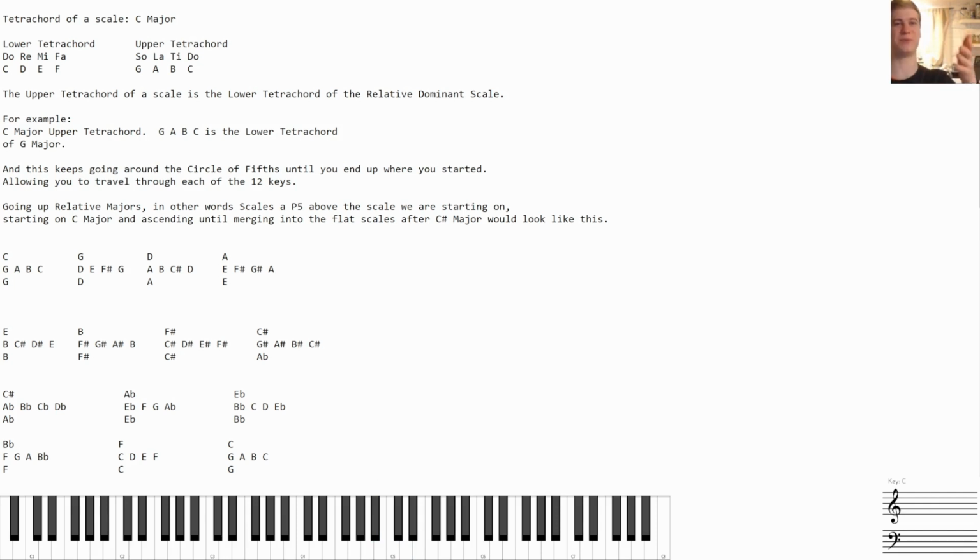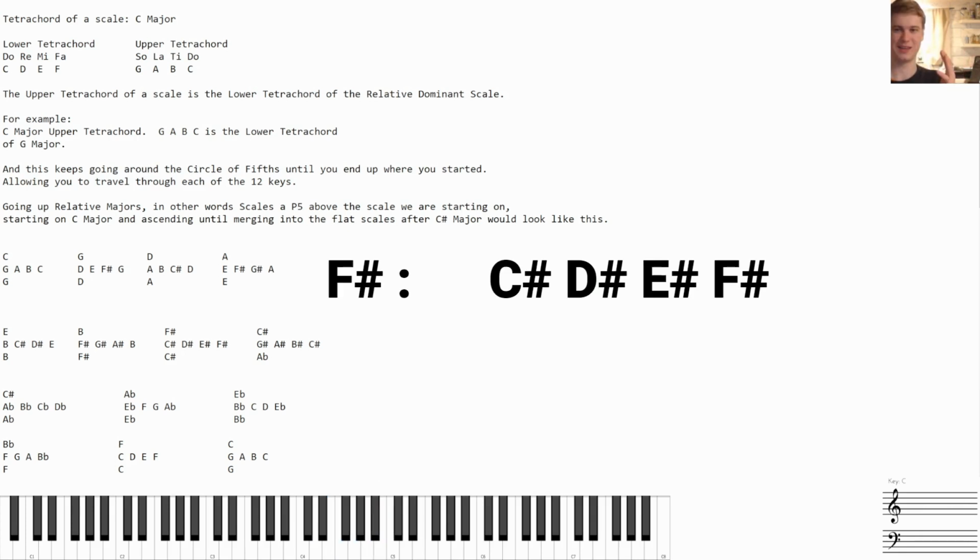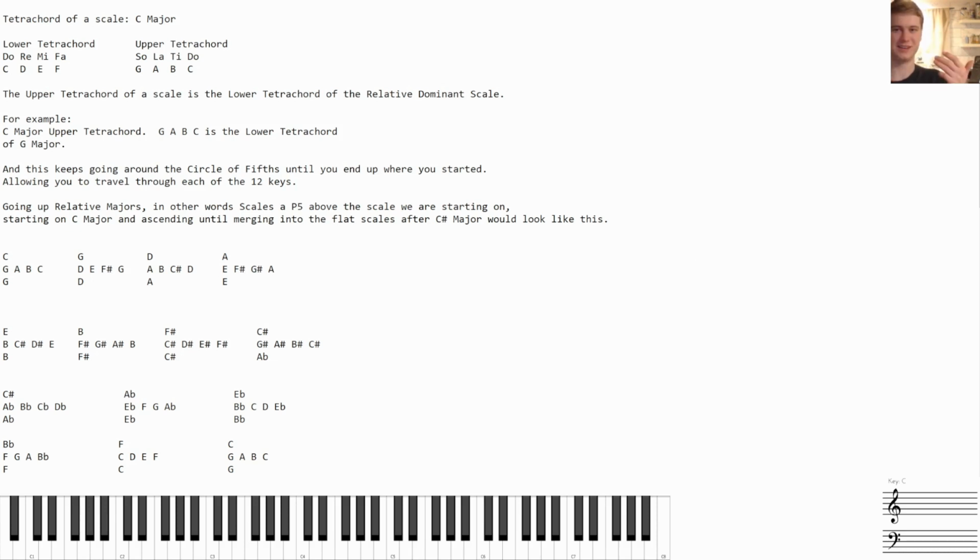We're thinking of the upper tetrachord. We start on the 5, so now we're on E, and we think of the notes in A major. E, F sharp, G sharp, A. And now we're in E major. B, C sharp, D sharp, E. Now we're in B major. F sharp, G sharp, A sharp, B. And now we're in F sharp. And now we're in C sharp, so we have G sharp, A sharp, B sharp, and C sharp.